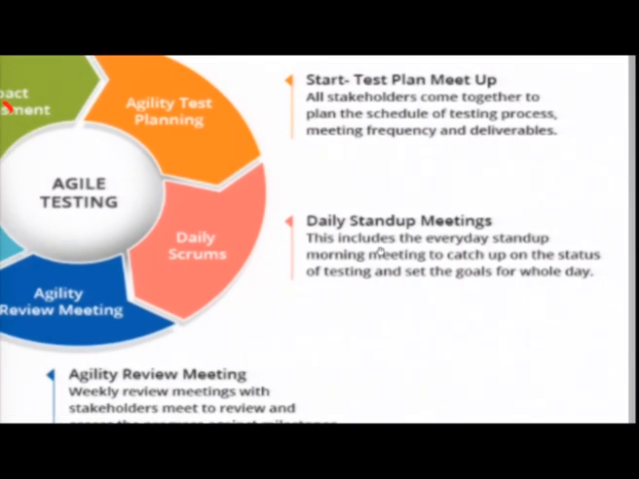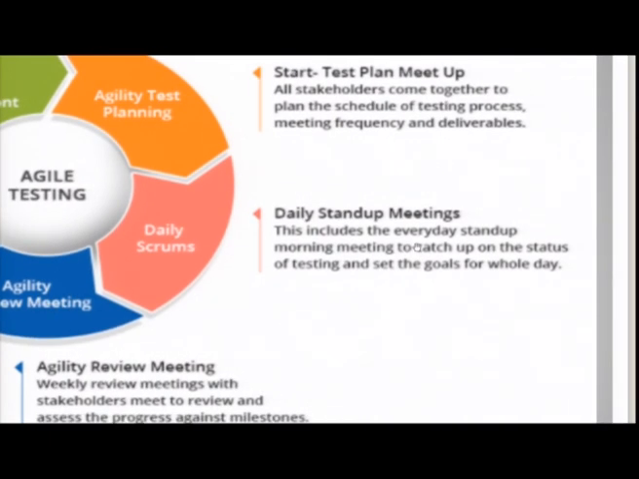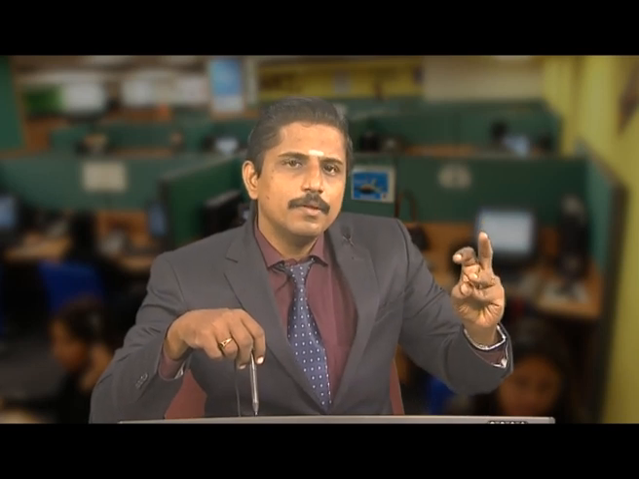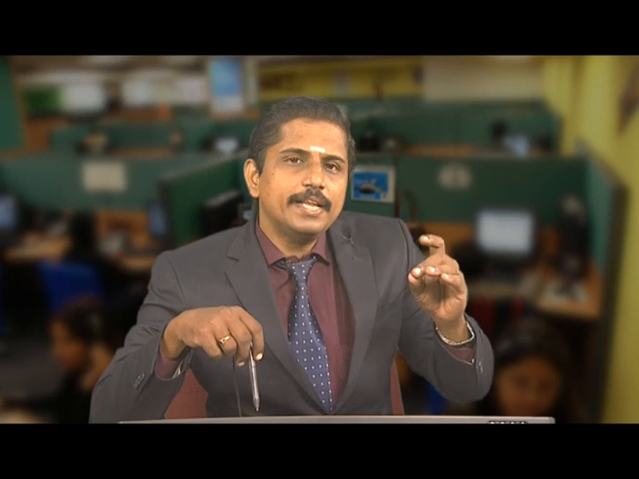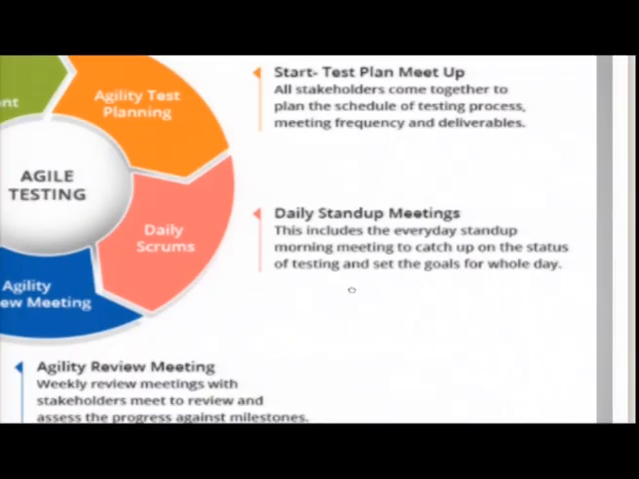Then daily scrum. In a daily scrum you have daily stand up meetings. This includes the everyday stand up morning meetings to catch up on the status of testing and to set the goals for the whole day, wherein when you are going to use a scrum framework, you will be asked only 3 questions. One is, what did you do yesterday, what are you going to do today, what are the impediments that you faced, or what are the issues that you faced when you were working yesterday. Did you have any issues, and if you had, how did you resolve them. So, those are the 3 questions. Similarly, you have the daily stand up meeting over here too.